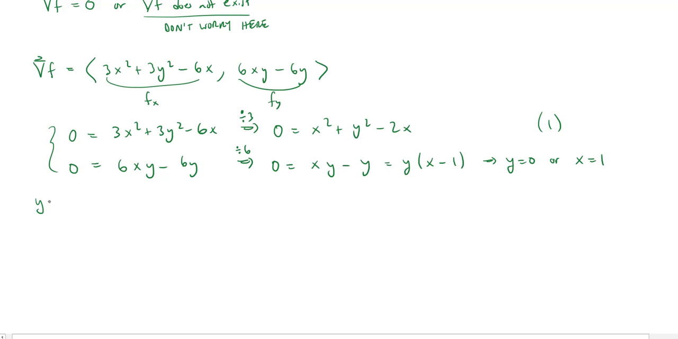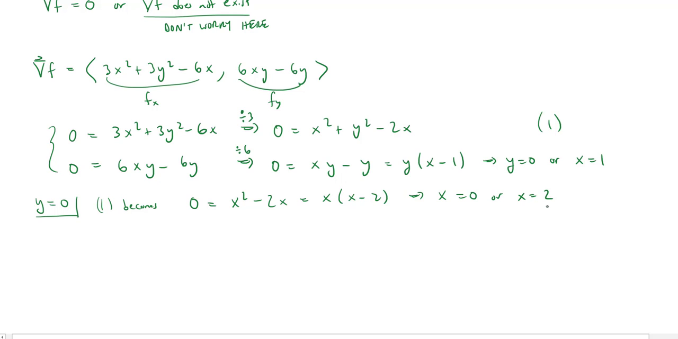So let's check the case where y is equal to 0. Then number 1 becomes 0 equals x squared. Now there's no y because y is 0, minus 2x. Again, I can factor out an x, and I'll have x times (x minus 2) is equal to 0. A product is equaling 0, so I know individually one of them has to be 0. So either x is 0 or x is equal to 2.